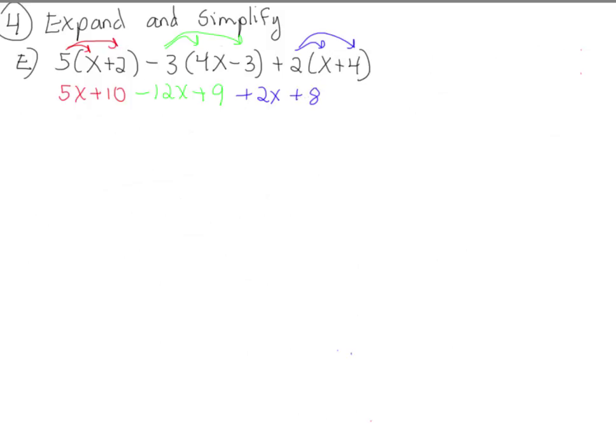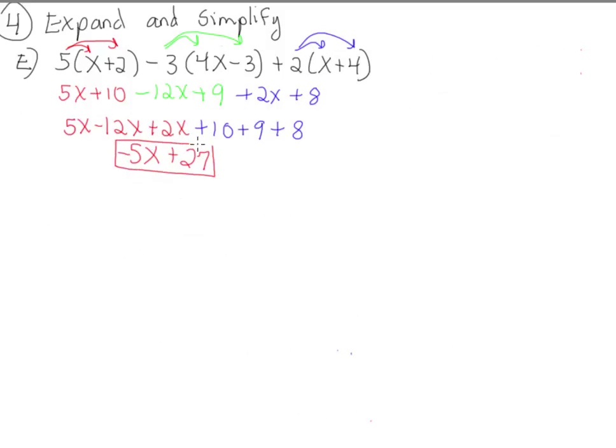Next, combine our like terms, the 5x, the negative 12x, and the 2x. And then combine the numbers, so that's going to be a plus 10, plus 9, plus 8. Adding these terms together, we'll get a negative 5x plus a 27.